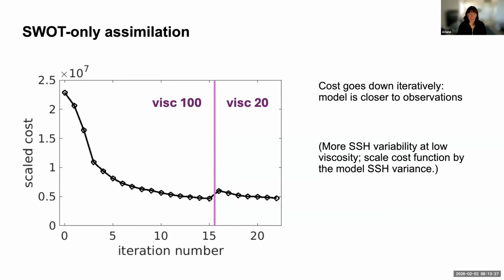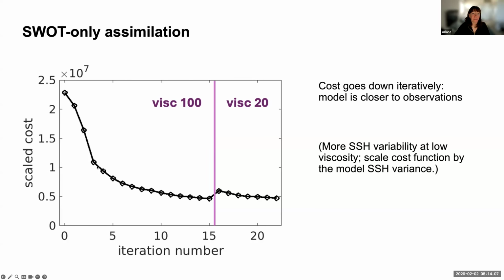Okay, this is what the cost looks like as a function of the iteration number. This is for the SWOT-only assimilation. So at iteration 0, we initialize the model. In our case, we took initial conditions from GLORYS and atmospheric state from ERA5. This is our forward model run, iteration 0, and we get a cost that reflects the model-observation misfit. This is run with the higher viscosity of 100.